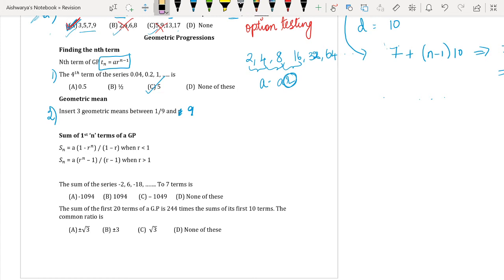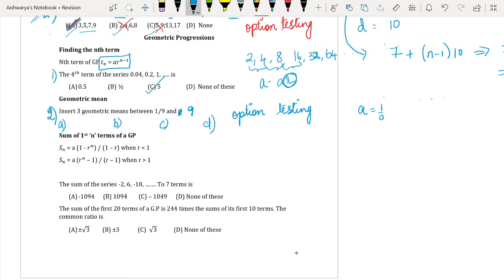So the best way to do this in the examination is to do option testing again. I haven't given you the options here, but the best way to do it in the exam is to have options. So all you have to do is check which of them is in GP. So for that itself some may get eliminated. Okay. So how are you going to check that? Then you will check the common ratio. 1 by 9 to 9 you can check the common ratio. Now in this case we will solve it.